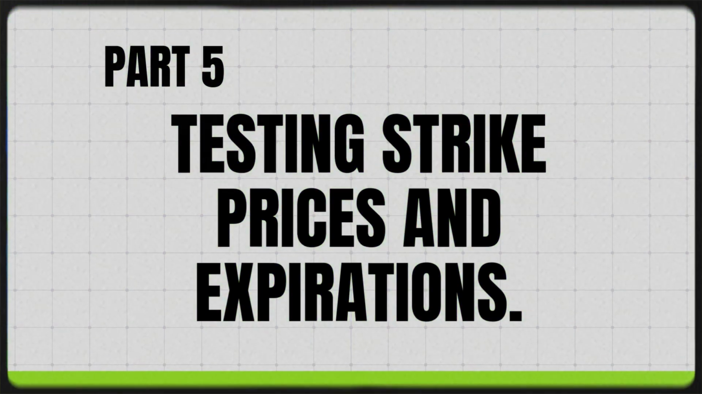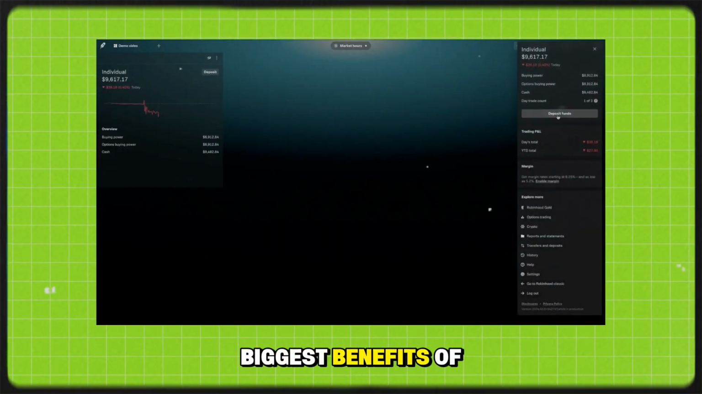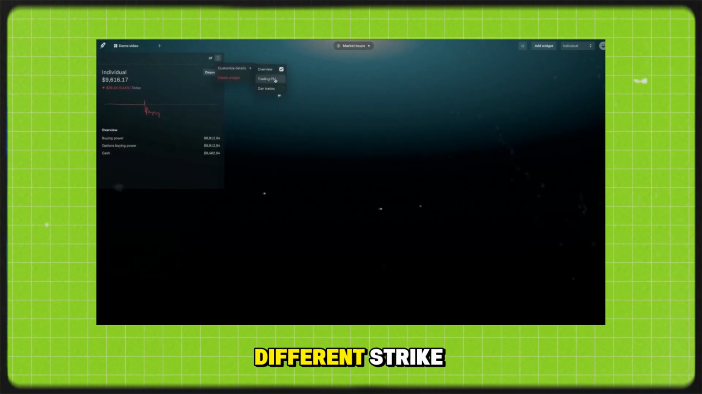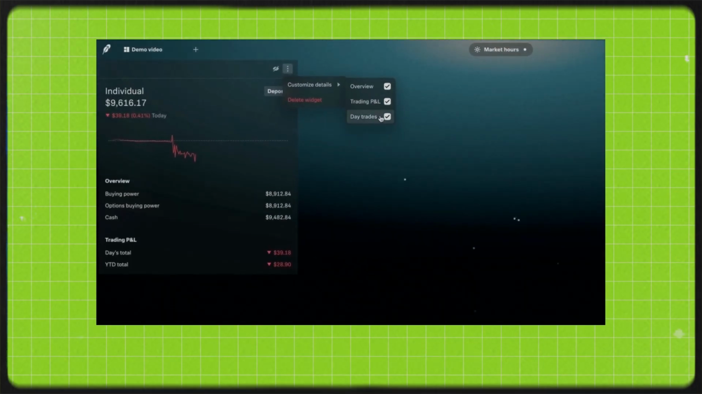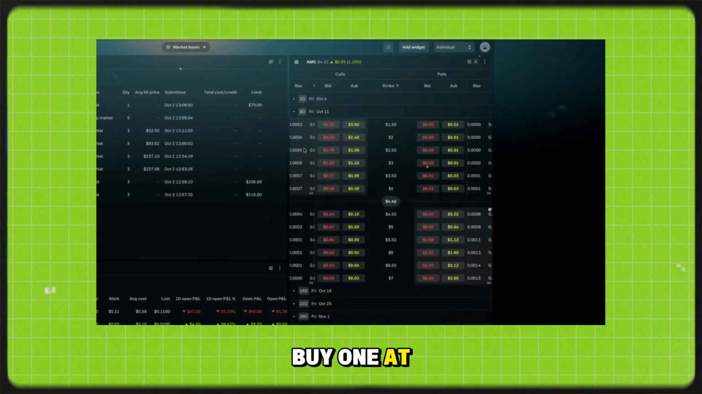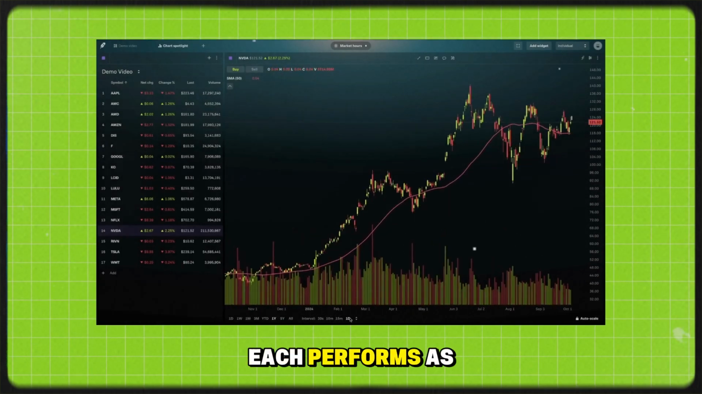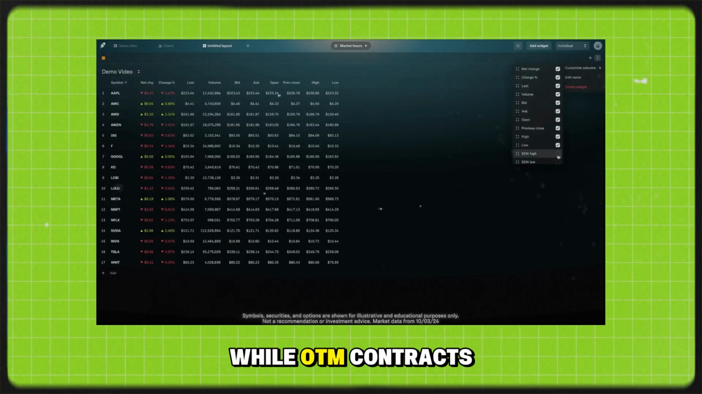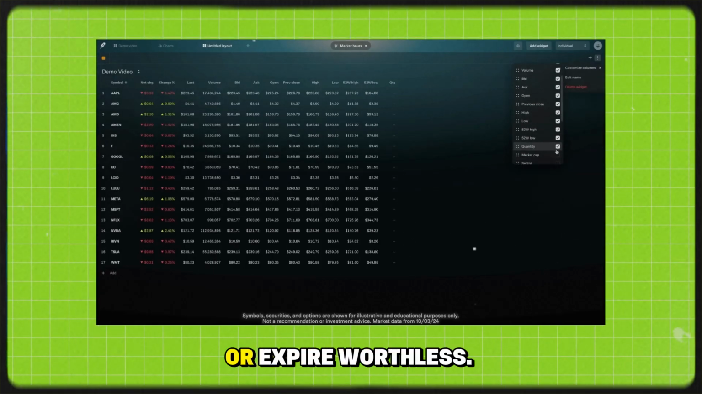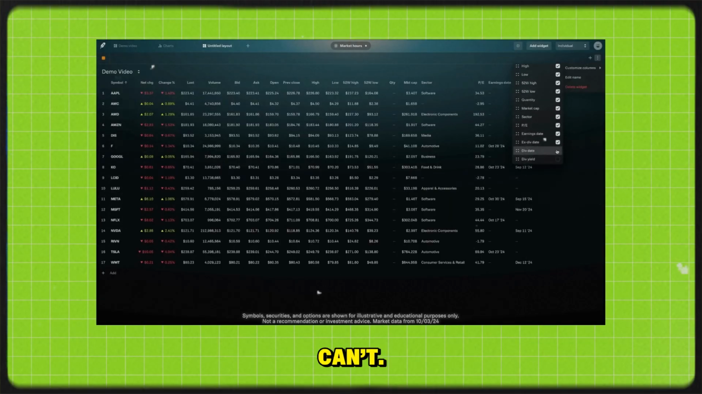Part 5. Testing strike prices and expirations. One of the biggest benefits of paper trading is experimenting with different strike prices and expirations. Try this. Buy one in the money call. Buy one at the money call. Buy one out of the money call. Then watch how each performs as the stock moves. You'll notice ITM options cost more, but move more predictably, while OTM contracts can explode or expire worthless. This hands-on practice teaches you what textbooks can't.